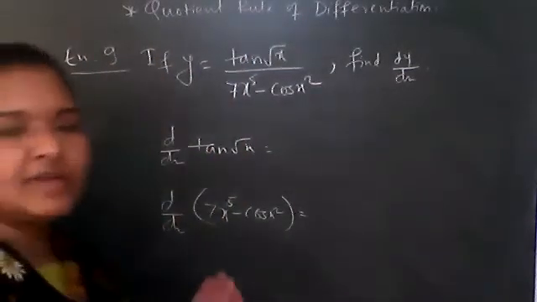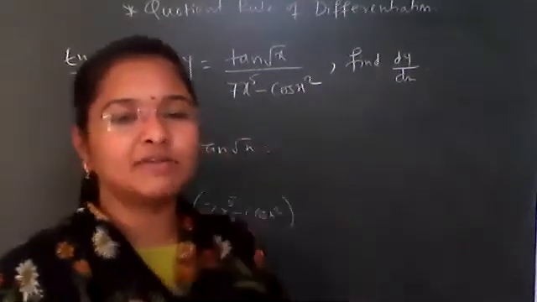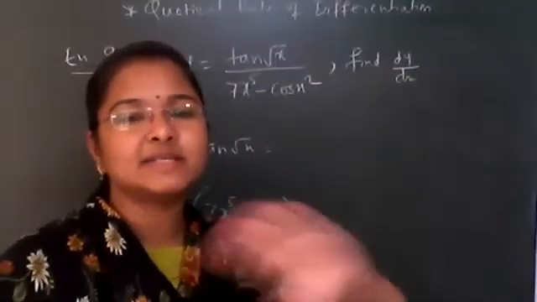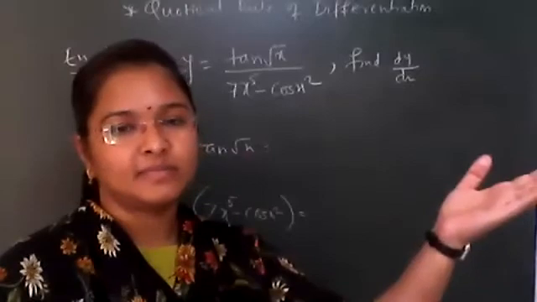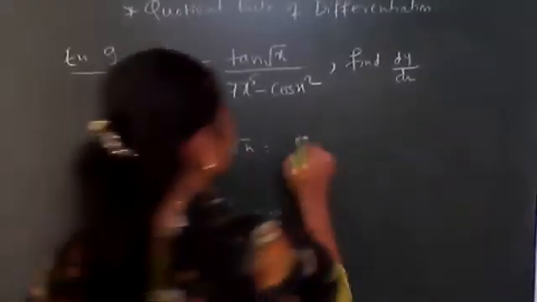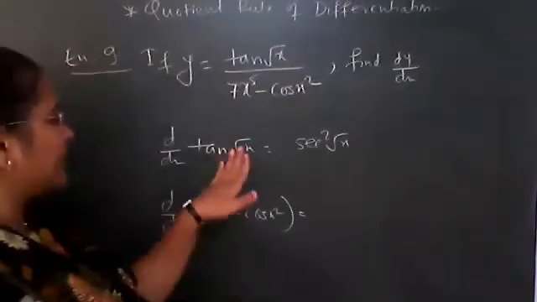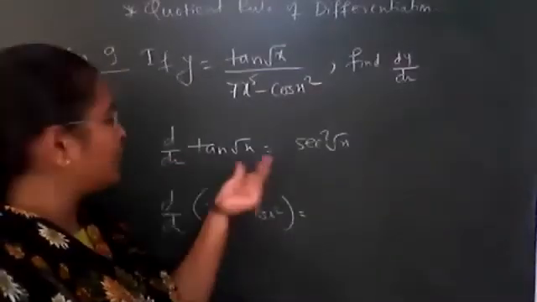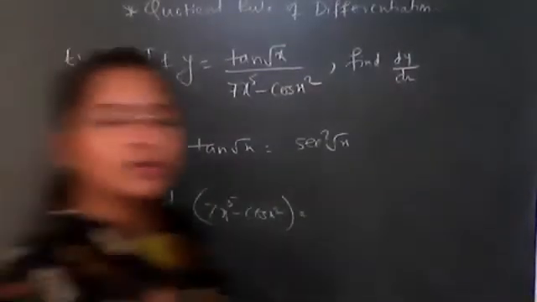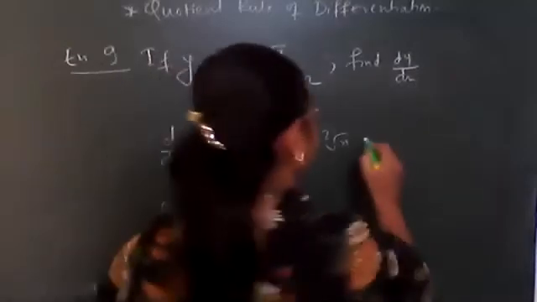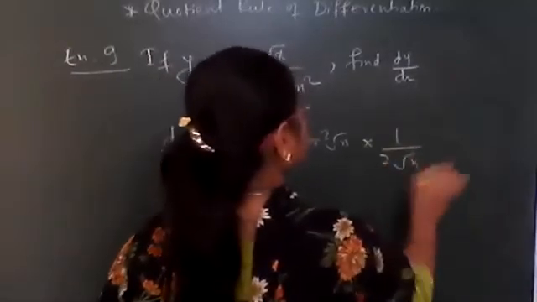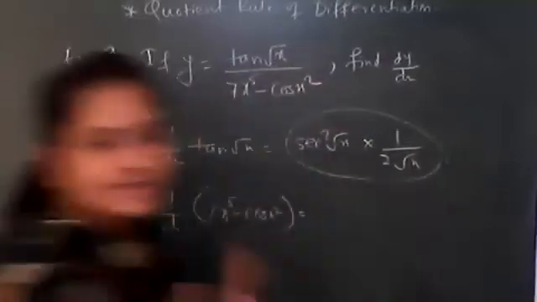Derivative of tan of root x. Trigonometric function is there, tan. Its derivative is secant square, secant square under root x. Now for the trigonometric function we found the derivative. Now for root x, it will be 1 upon 2 root x. Okay, now is it sufficient?